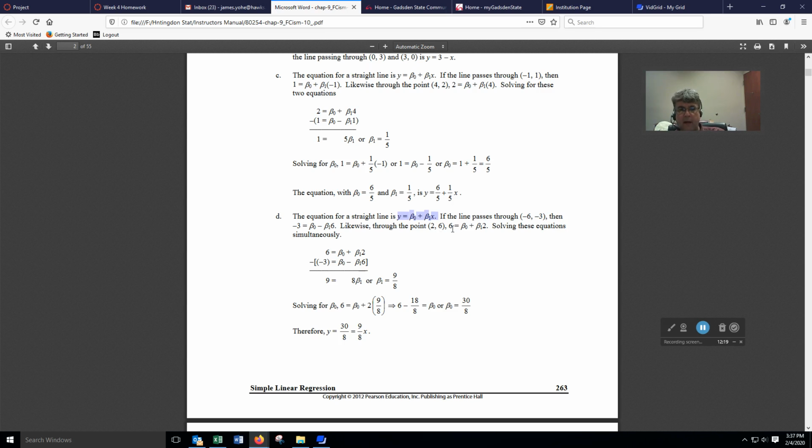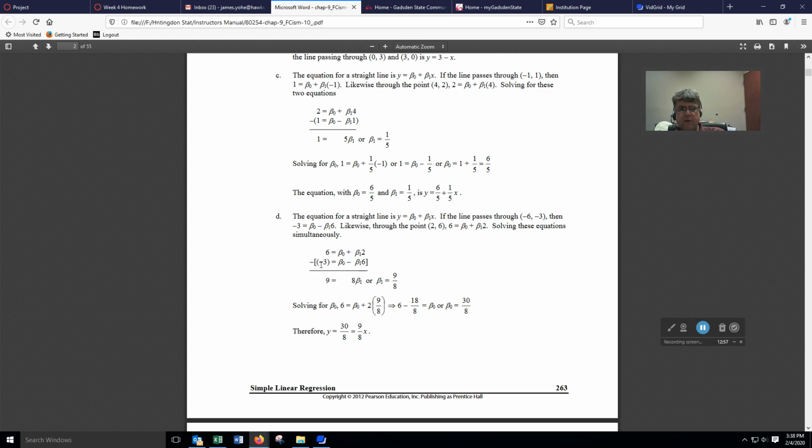Stick 6 in for y, equal to beta naught plus beta 1, we have no information on those so we can't change them, times 2, because we know that at this point the line passes through x equals 2, y equals 6. So then we take these equations and subtract one from the other. We chose to subtract this one from the second. So I have 6 equals beta naught plus beta 1 times 2. Then I'm going to subtract this whole equation here: -3 is equal to beta naught minus beta 1 times 6.